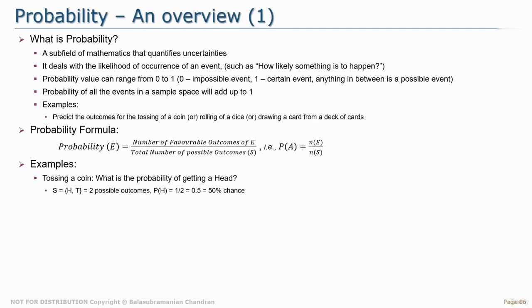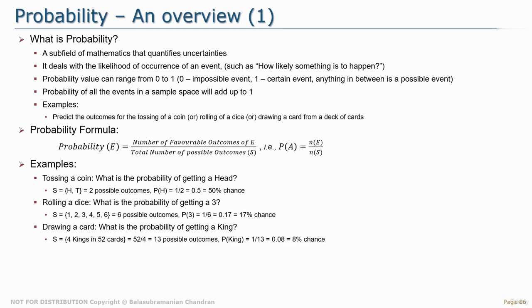Examples: tossing a coin. What is the probability of getting a head? S is equal to head or tail, that is two possible outcomes. Therefore, P of H is equal to 0.5, that is 50% chance. Rolling a dice. What is the probability of getting a 3? S is equal to 1 or 2 or 3 or 4 or 5 or 6. That is 6 possible outcomes. Therefore, P of 3 is equal to 0.17, that is 17% chance.